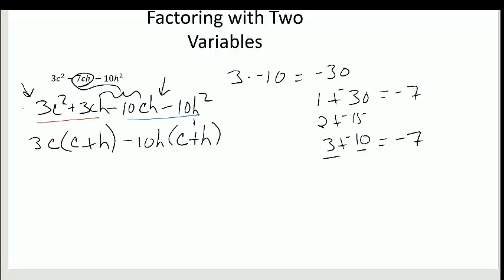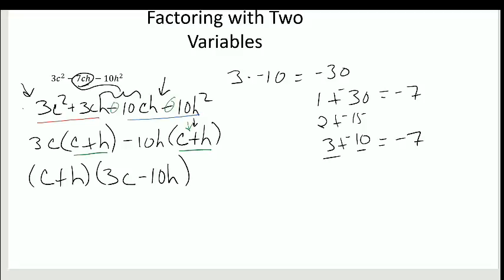Now notice the sign change here. If we have a negative and a negative, that gives us a positive. We're dividing that out. So when we divide two negatives, we end up with a positive. You'll know that you've done this correctly if you end up with these as same terms. So now we're going to factor out the like terms in these, which is c plus h. When we factor out the c plus h, we're left with 3c minus 10h. And that's what that is in factored form.